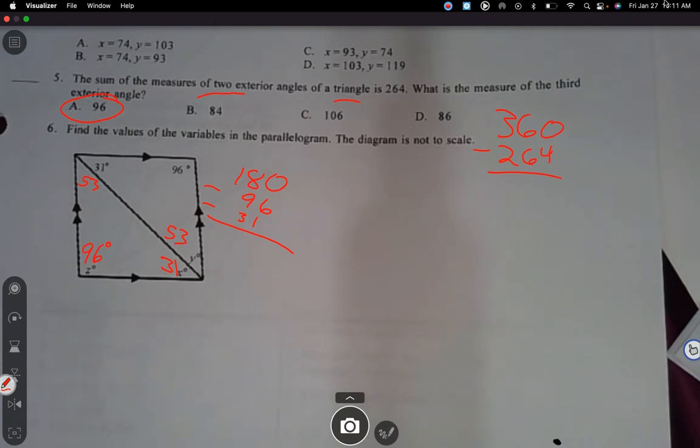So are we good with the first page? We are like flying through this, aren't we? We're gonna be done for now. We're gonna have extra time left.